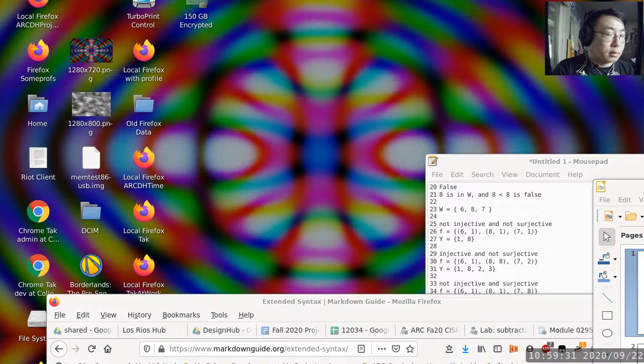Nice new background, Tuck. Oh, thank you. You can make it very easily using the GIMP. The GIMP has some scripts, and some of the scripts would just generate these psychedelic type of patterns.